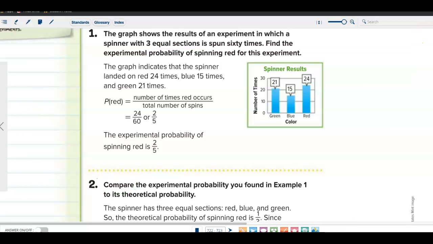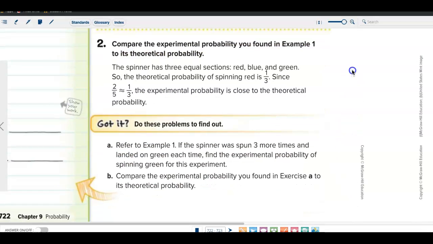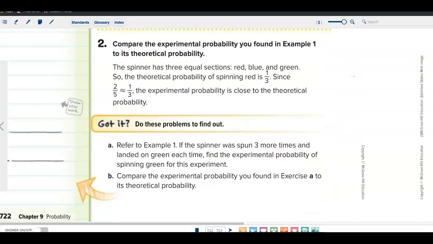Okay, I'm going to do the next one with you because I think it's kind of confusing the way that they word it. 2 or A? A and B. Okay, we already did 2. So A, would you read it for me?